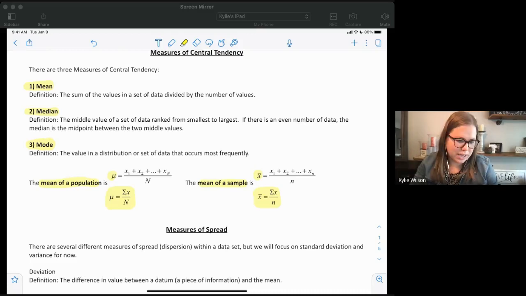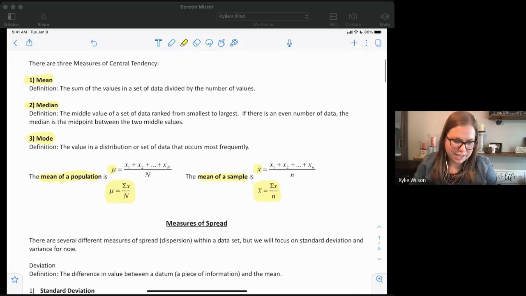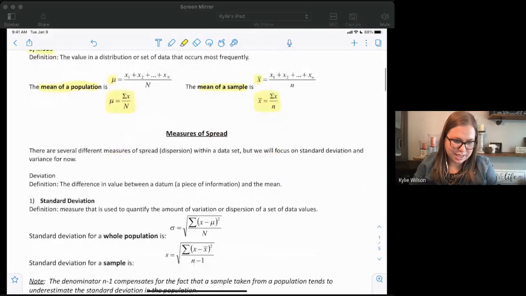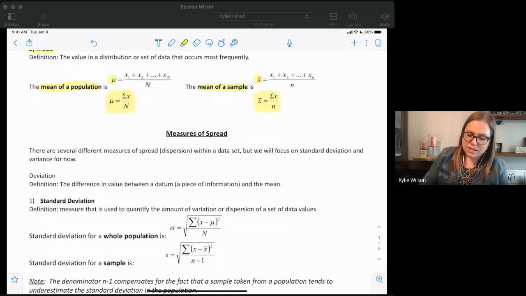But it is important that we know which one is which, and that is because of this next equation that we'll look at. So this is the part that's new. And now we're going to look at measures of spread. Basically, what we want to look at is how spread out our data is.